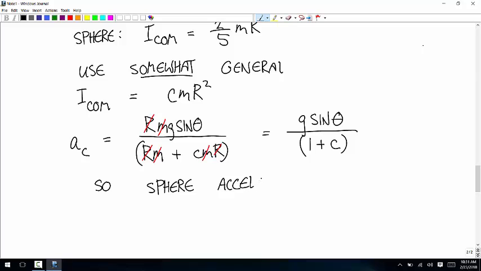So a sphere accelerates less than a disk. No, I said it backwards. Damn it. Okay.